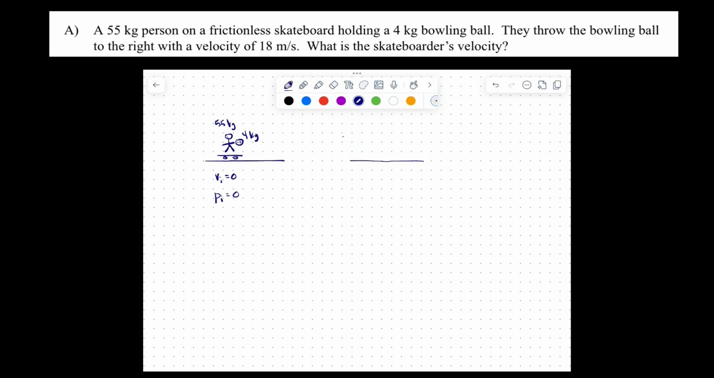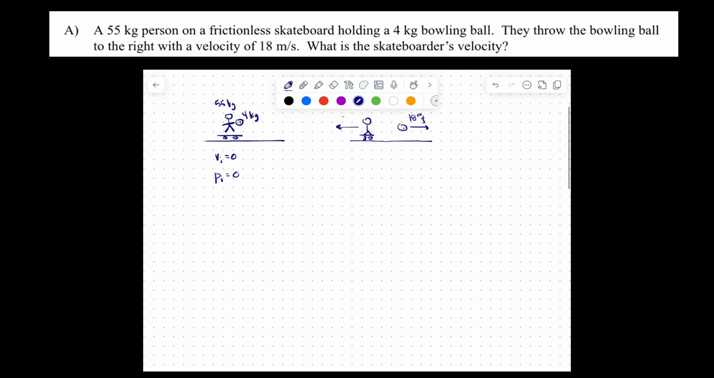So then the person throws the bowling ball to the right at 18 meters per second. And in order for momentum to be conserved, that means the person is going to move to the left. So we have momentum to the right. We have to have momentum to the left in order to conserve momentum. And we want to know how fast is that person going to move to the left.